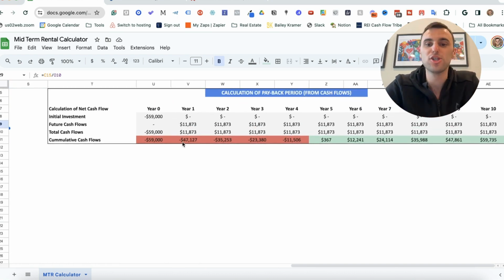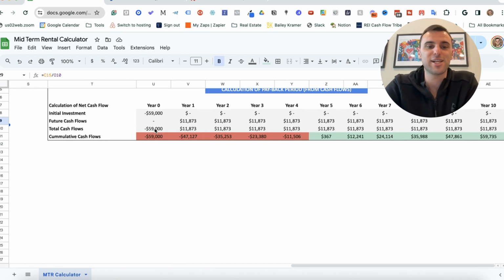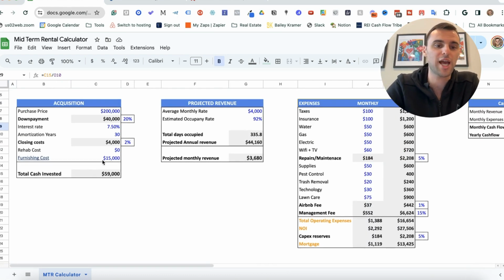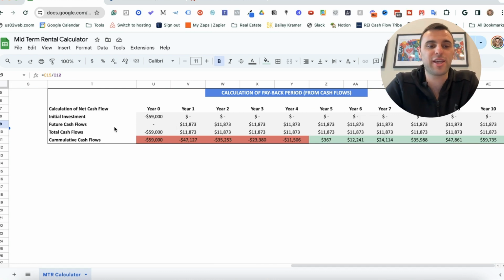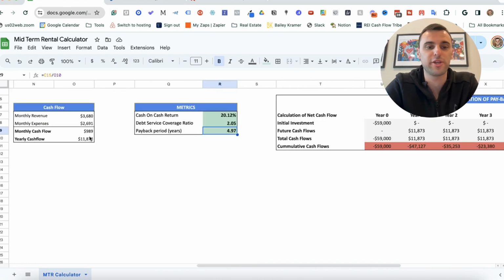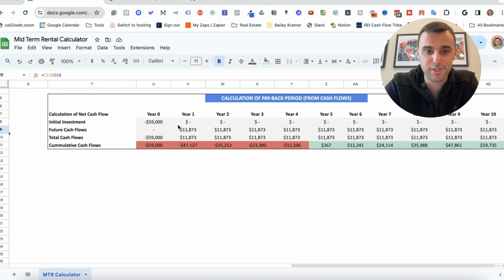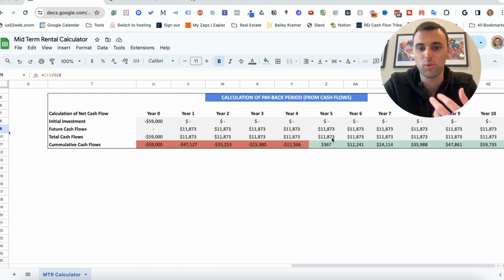period thing means. So essentially what it means is, let's just say you put in the $59,000 to start, and we got that number from the total cash invested here. It's basically saying if you're going to cash flow this $11,000 per year, how long is it going to take for you to get that money back? And in this example, it's going to be 4.97 years. So basically 5 years. And this little graph to show you what that actually looks like.